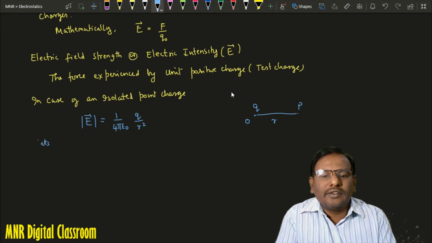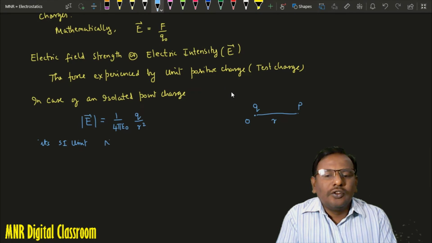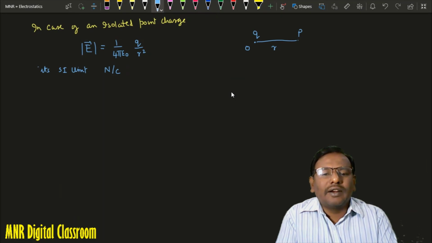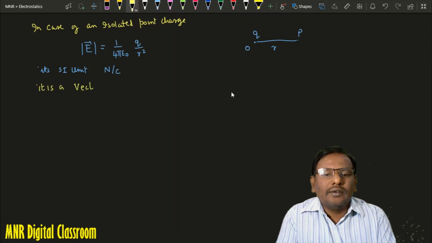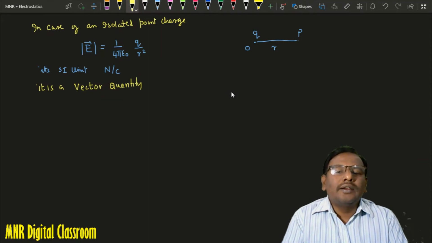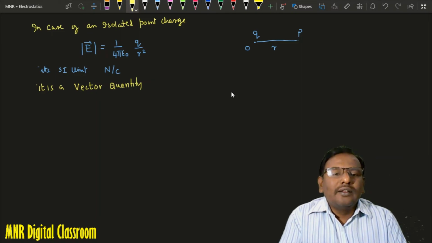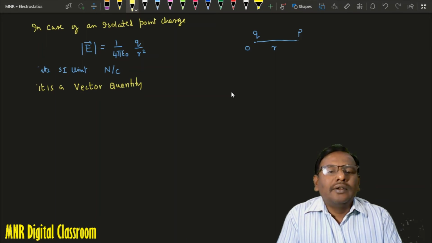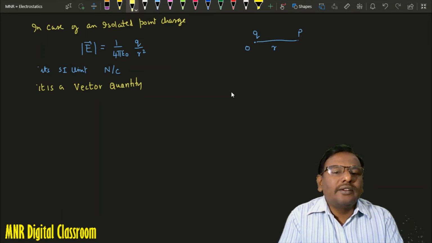Its SI unit is Newton per Coulomb, and it is a vector quantity. Now, since it is a vector quantity, we need to mention both magnitude as well as direction. The direction of electric field depends on the type of charge placed at O.